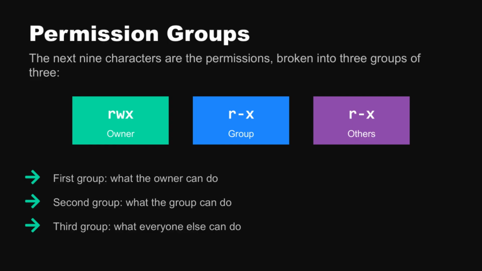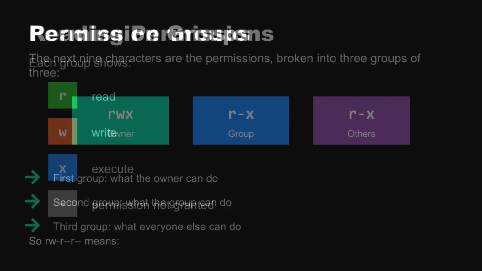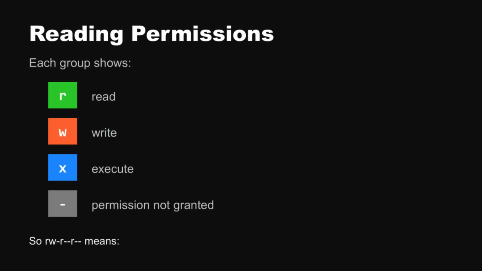Let's say broken into 3 groups of 3. First group, what the owner can do. Second group, what the group can do. Third group, what everyone else can do. Each group shows R for read, W for write, and X for execute. A dash means that permission isn't granted.